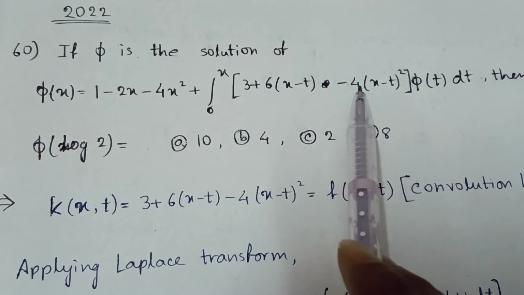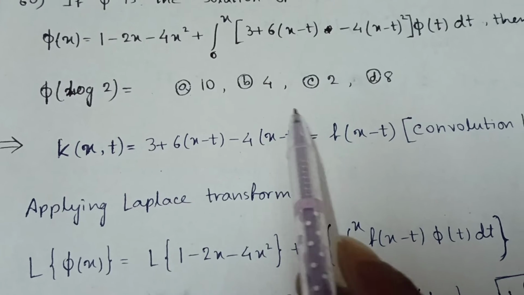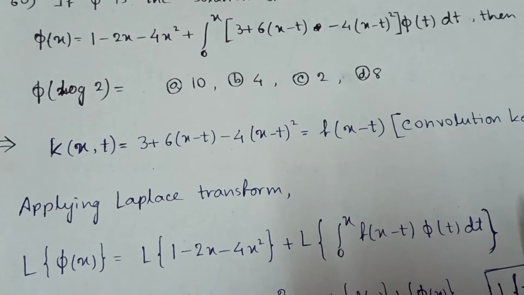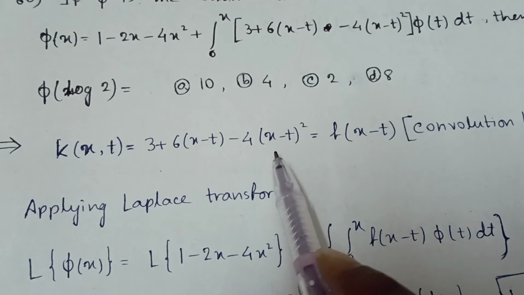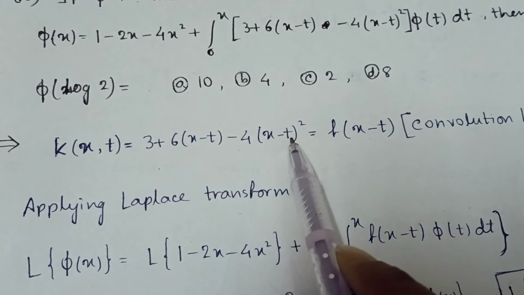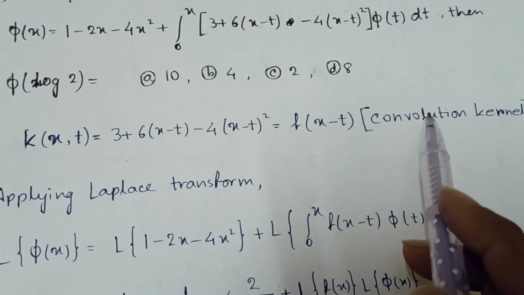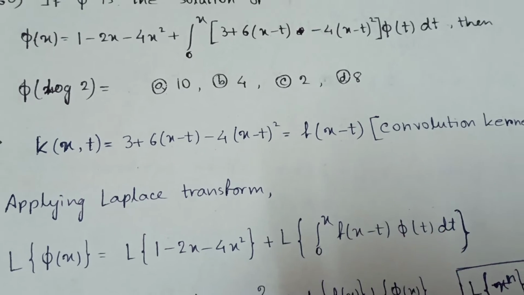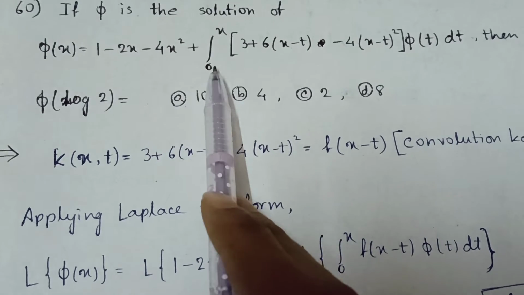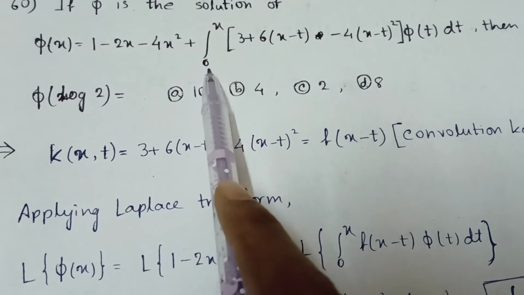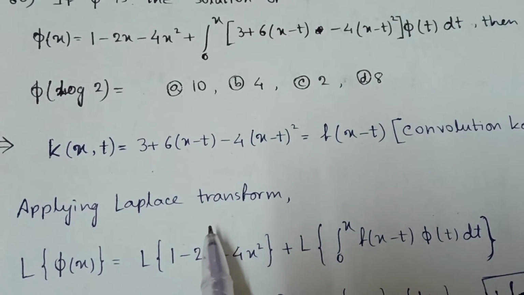What is a convolution kernel? K(x,t) is some function of x and t, which can be represented as a function of x minus t. Here x minus t is the variable. This type of kernel is called a convolution kernel. When you see a convolution kernel in a Volterra type integral equation from 0 to x, you have to apply the Laplace transform to solve the equation.